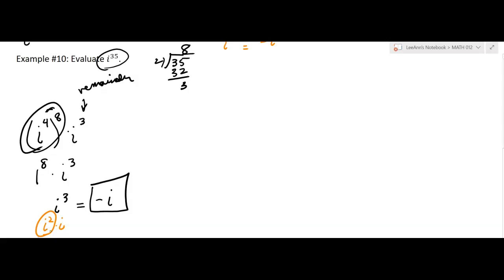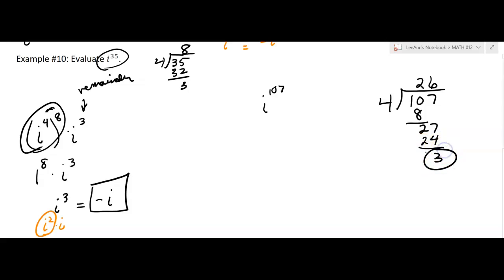Okay, so now let's see if I can do another example for you and break it down just a little bit easier. Let's say we have i to the 107th power. Just making up a number here. You're going to divide 4 into 107. 4 goes into 27 6 times. What's the remainder? 3. That's what we go by. All the other i's don't matter; you just get a 1 for all the other ones. So you get it down to i cubed, and that's just going to be negative i.